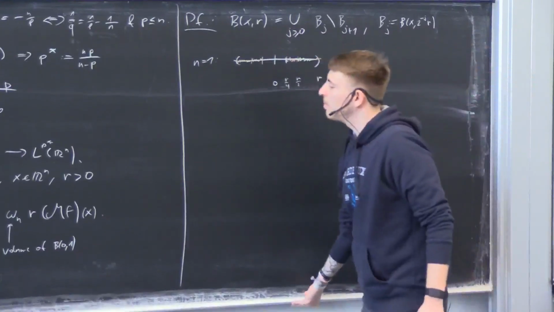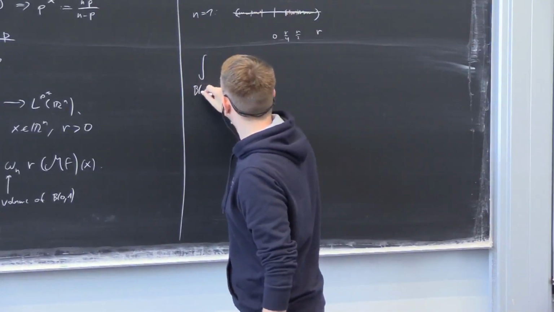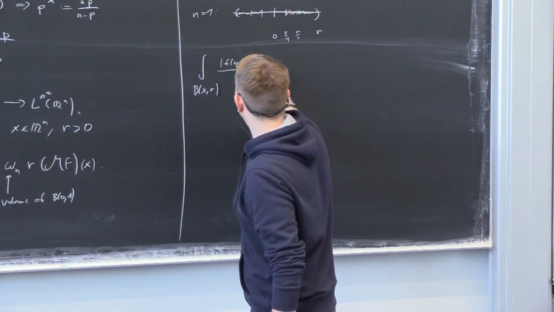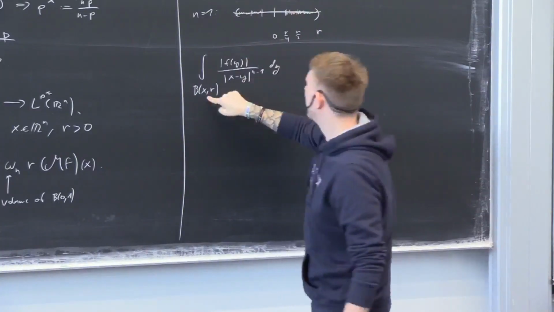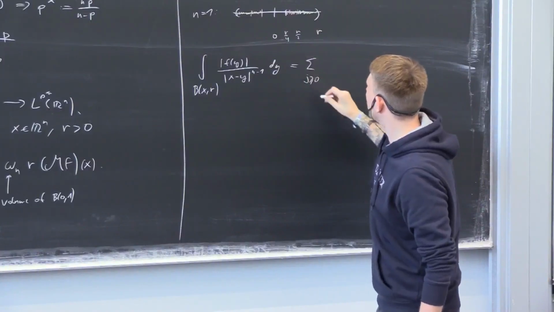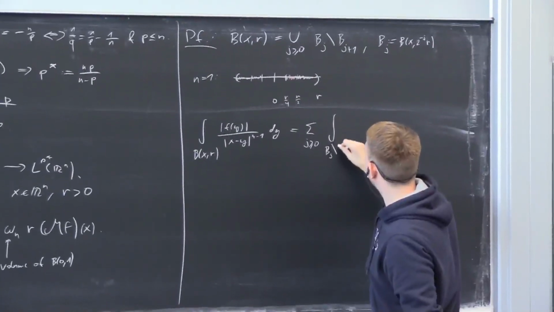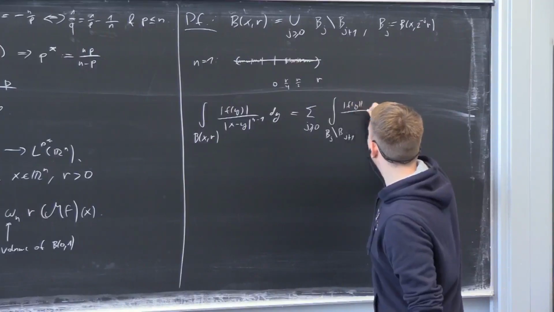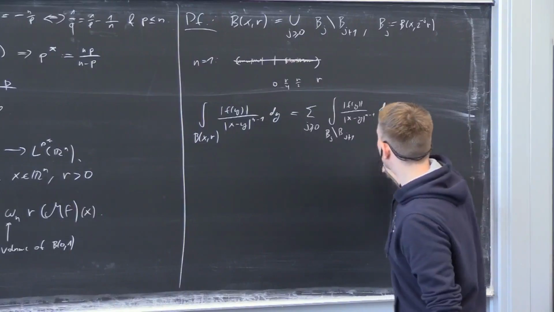Okay, and why is this helpful? Let's write again the integral that we want to estimate. So we had here the integral over B(x,r) of f(y) over |x minus y|^(n minus 1) dy. We write it with this decomposition, so it gives us the sum over j positive. And I get here the integral over B_j without B_(j+1) of f(y) over |x minus y|^(n minus 1) dy.